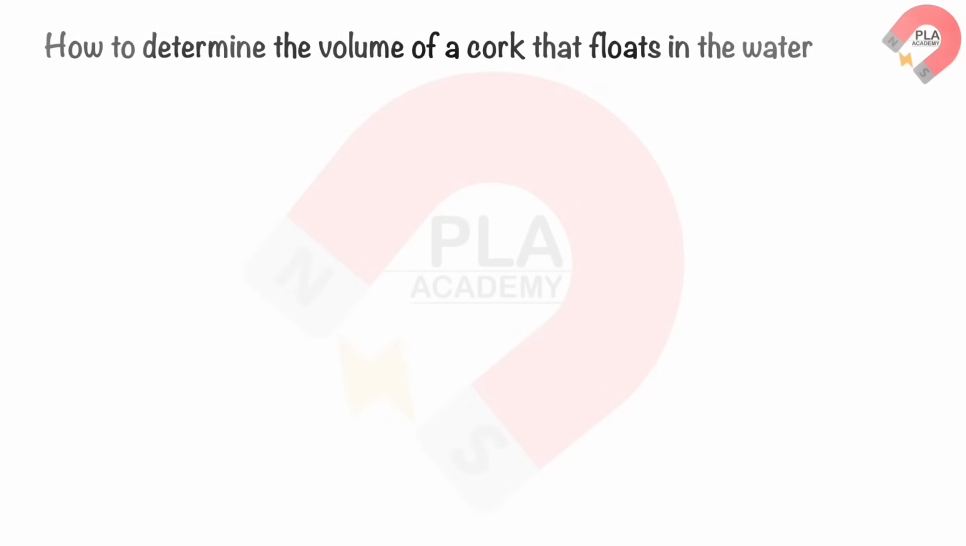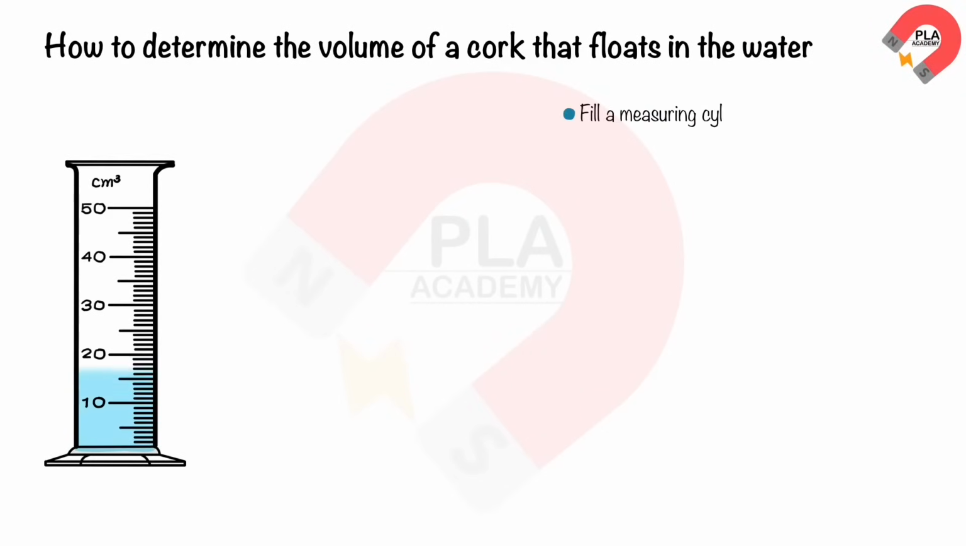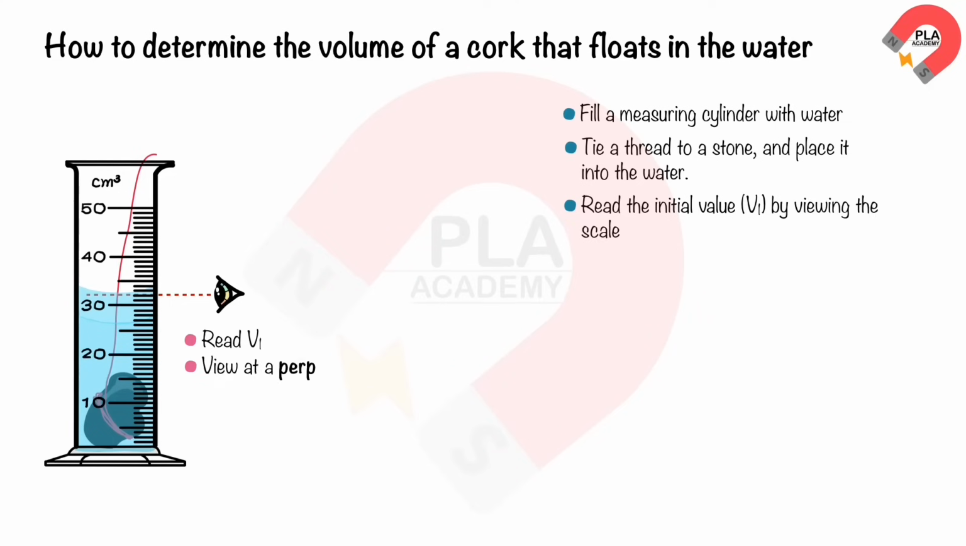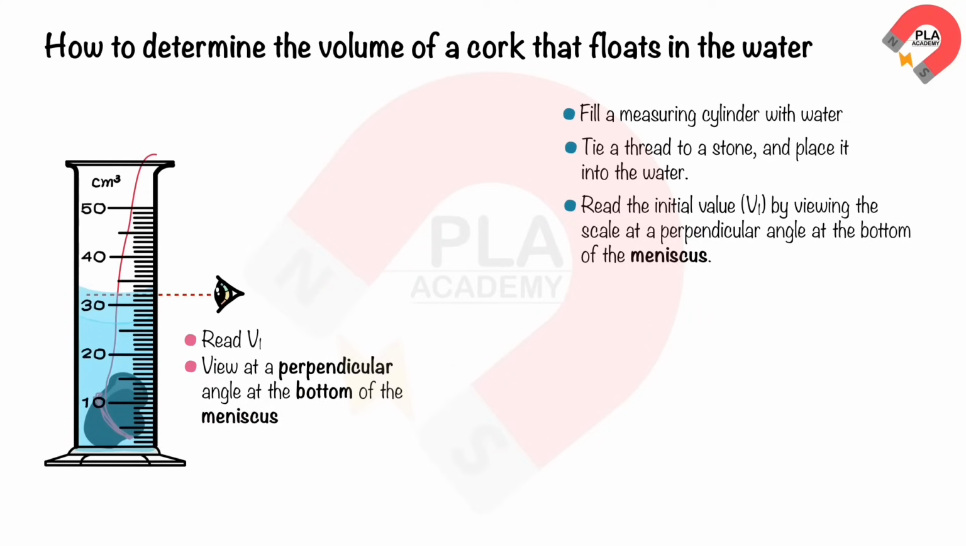How to determine the volume of a piece of wood that floats in the water, such as a cork. Fill a measuring cylinder with water. Tie a thread to a stone, and place it into the water. Read the initial volume, V1, by viewing the scale at a perpendicular angle at the bottom of the meniscus as shown.